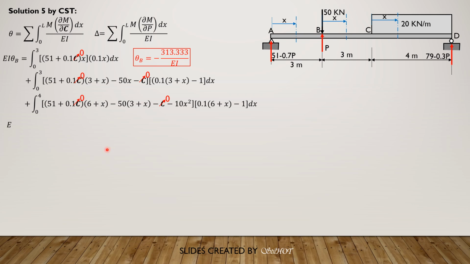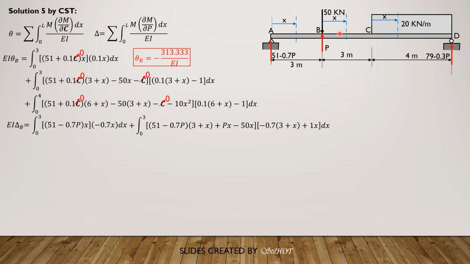So we have EI delta B equals integral 0 to 3 of 51 minus 0.7P times x. The derivative of the equation is negative 0.7x dx, plus integral 0 to 3 of 51 minus 0.7P times 3 plus x plus Px minus 50x. So we have plus Px here. The derivative is negative 0.7 times 3 plus x, plus derivative of Px, which is x, or 1x.